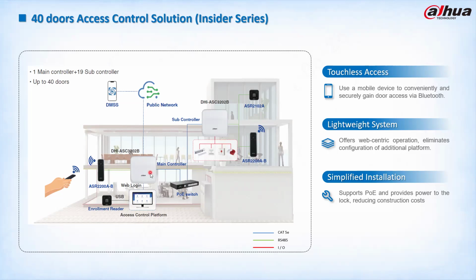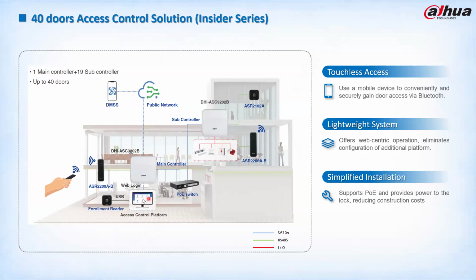This supports 2 doors, and the other 19 subcontrollers are going to support 38 doors, plus these 2 doors, to make up 40 doors. So this SC controller, the 3202B, which supports 2 doors, has its own web platform. You can see from this point that we don't see the Smart VSS tool here or a platform to manage this, because this has its own access control platform, which is a web-centric one.